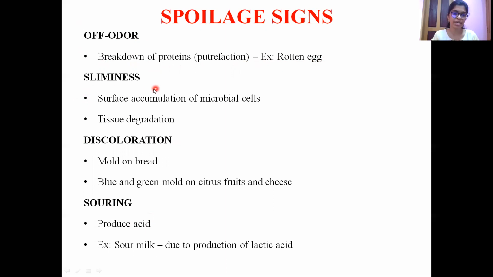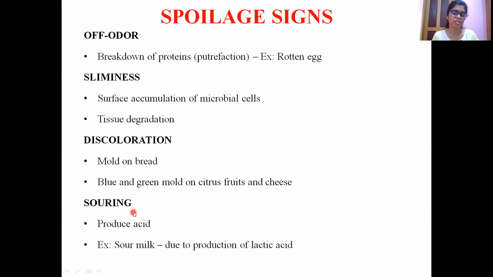And next is sliminess. This denotes the formation of a slime layer on the product surface, and this is due to the accumulation of microbial cells on the surface of the product, mainly due to tissue degradation happening within the product. Discoloration or depigmentation of the product takes place due to the effect of temperature or other external factors, and we can see this type of problem in mold growth on bread, or blue and green mold on citrus fruits and cheese.